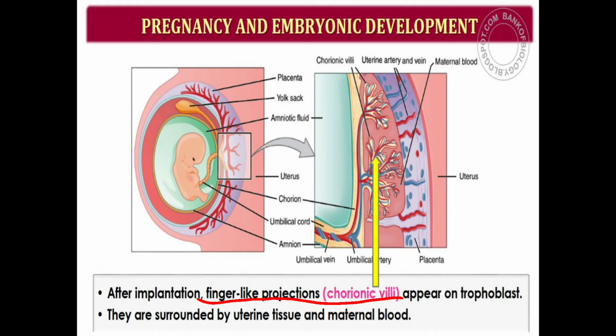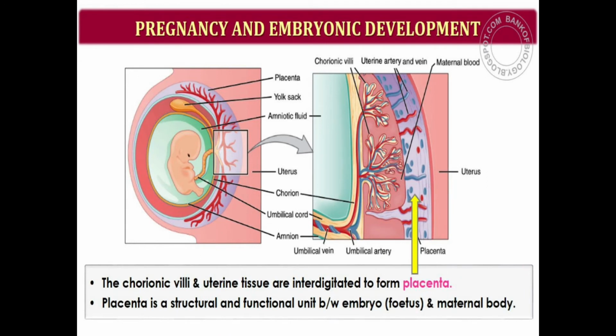This chorionic villi will emerge into the endometrium wall. That is a great connection between the maternal blood and uterine tissue, surrounded by uterine tissue. These finger-like projections help to hold the blastocyst on the wall of the uterus. So next, the chorionic villi and uterine tissue.